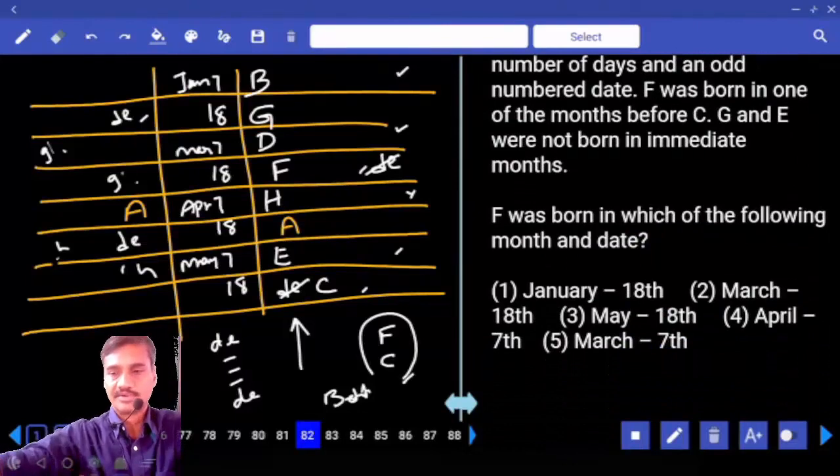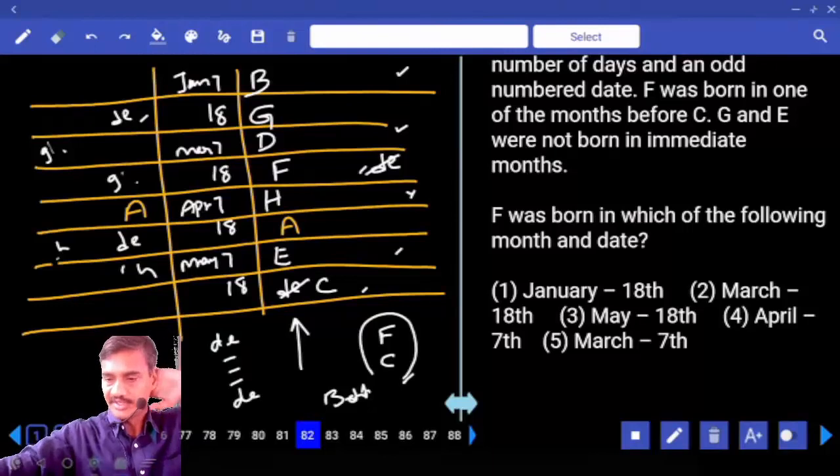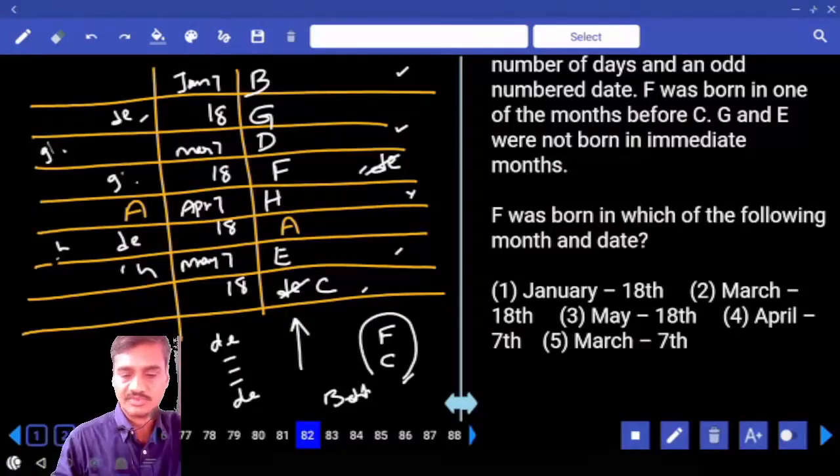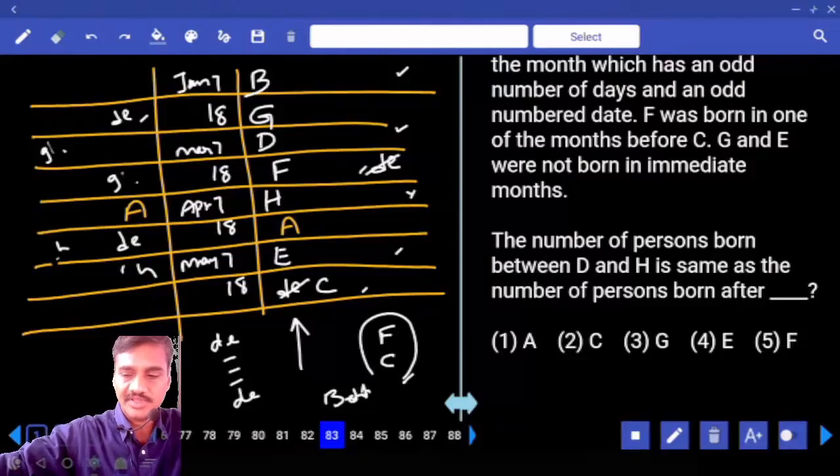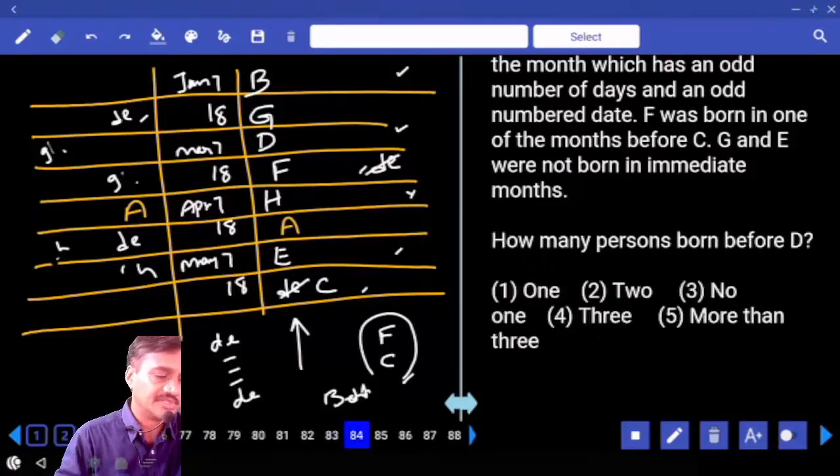And F was born in which of the following months and date? March 18th. 18th of March, that is choice 2, question 82. And 83, the number of persons born between D and H. D and H, 1, same as the one after E. After E, there is only one person, choice 1 for 83.